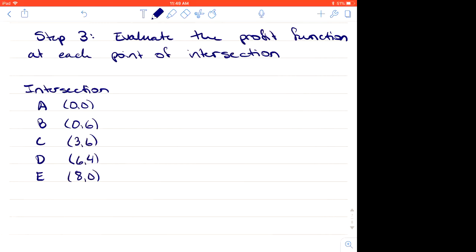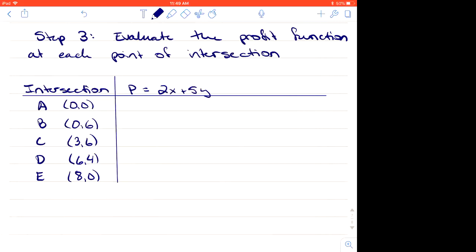So I'm building up a table here of my intersections and my profit P. Notice that this is the first time that we're even looking at this profit function, right, since we started. So I don't want you to throw it in too early, right? P is 2x plus 5y. So now we evaluate P at each of these points.